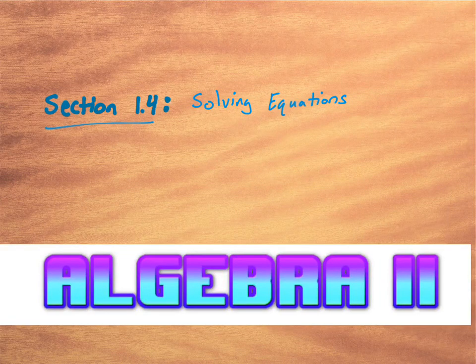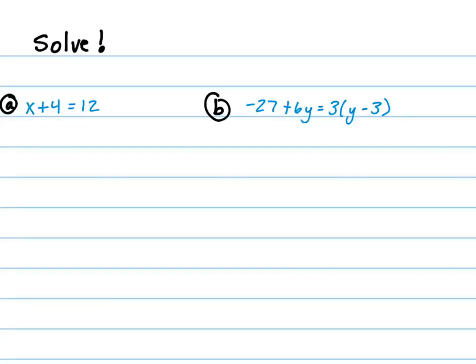Section 1.4, solving equations. More of that Algebra 1 review as we start Algebra 2. So here we're just asked to solve. I'm going to go through these kind of quickly, but if you need to, you can always pause the video. So x plus 4 equals 12. The key here is to use your inverse operations. So to get rid of the adding of 4, we'll subtract 4. And so x equals 8.